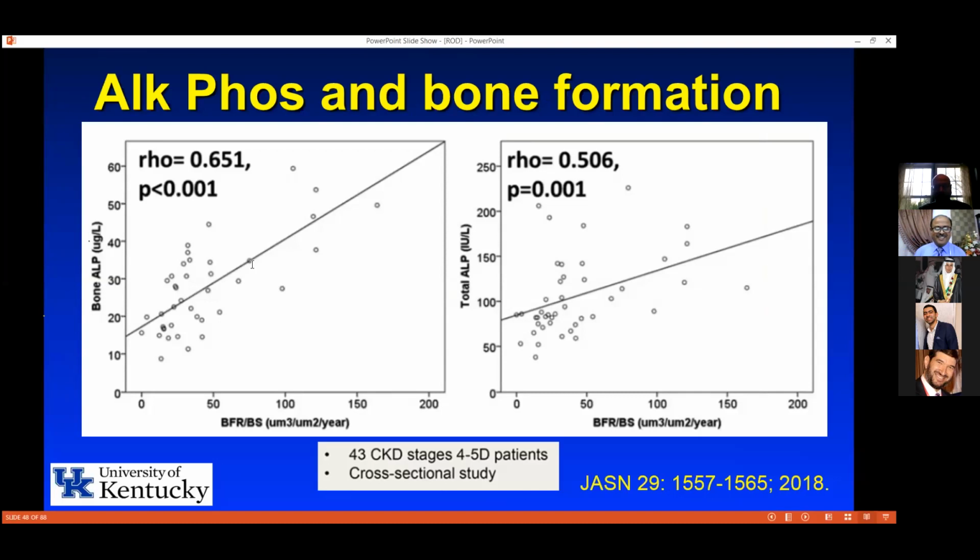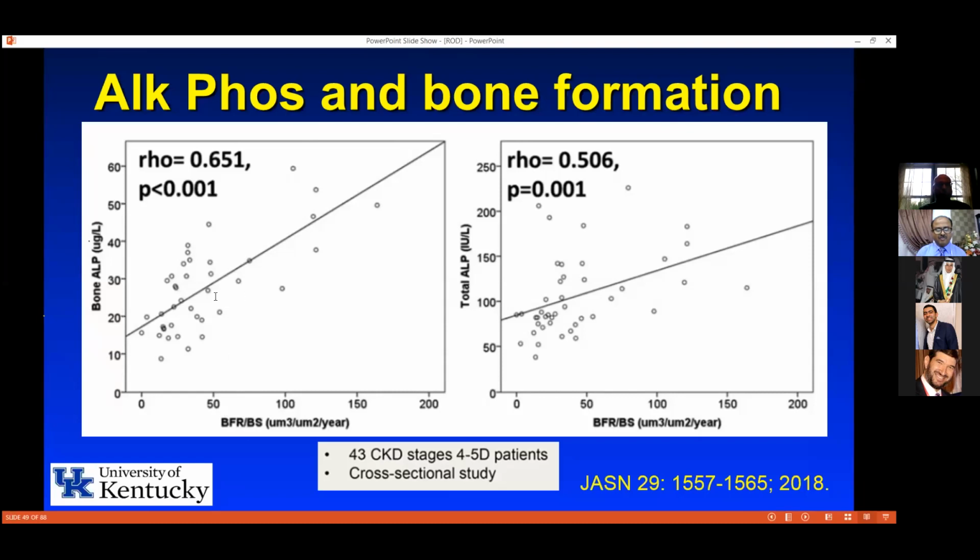Here is a study that was published 2 years ago in JASN, and they did a small study in 43 CKD patients, stages 4 and 5, including dialysis. It's a cross-sectional study. And here is the bone-specific alkaline phosphatase. And here is the bone formation parameter by doing bone histomorphometry. So that's bone formation rate over bone surface. Okay, that's just how we can diagnose the bone formation.